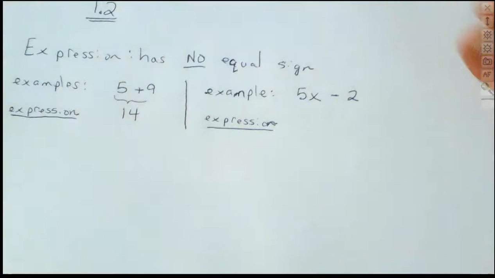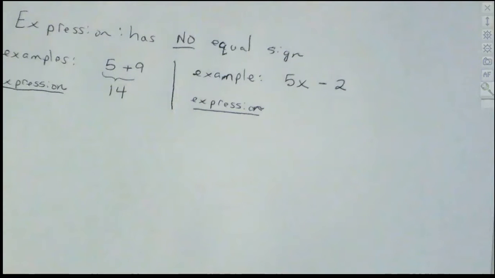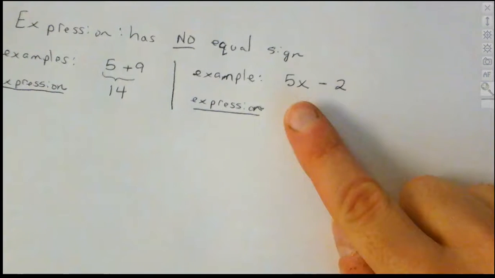So these are both expressions. Now, why can I not take the 5 minus the 2 and come up with 3x? Why can I not do that? Why can I not put this 5x and that minus 2 together? I can't do that because the 5 has an x with it, right? They have to be the same. So I cannot combine those together.